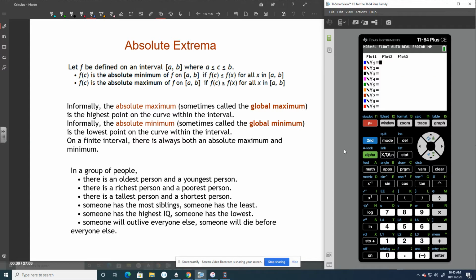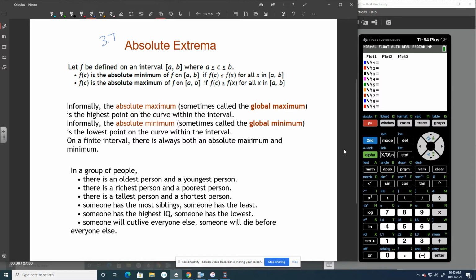All right, guys, today, 3.7, we're talking about absolute extrema. So we've already talked about relative extrema, which was our maximum and minimum values in a certain range. Absolute extrema kind of plays into that same idea.